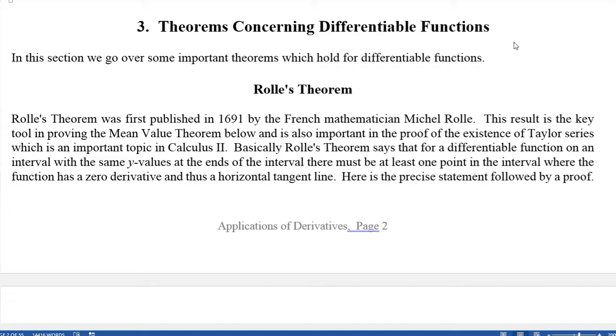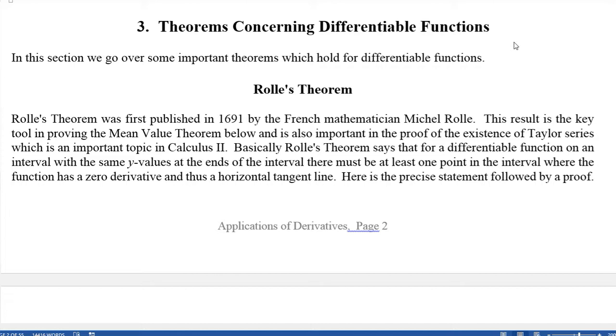Now, Rolle's theorem was first published in 1691 by the French mathematician Michel Rolle. The result is a key tool in proving the mean value theorem, which we'll prove in the next video. And it's also important in the proof of the existence of Taylor series, which is a very important topic in Cal 2. It's going to be important in leading toward L'Hopital's rule, which we're going to cover in a couple of videos down the road.